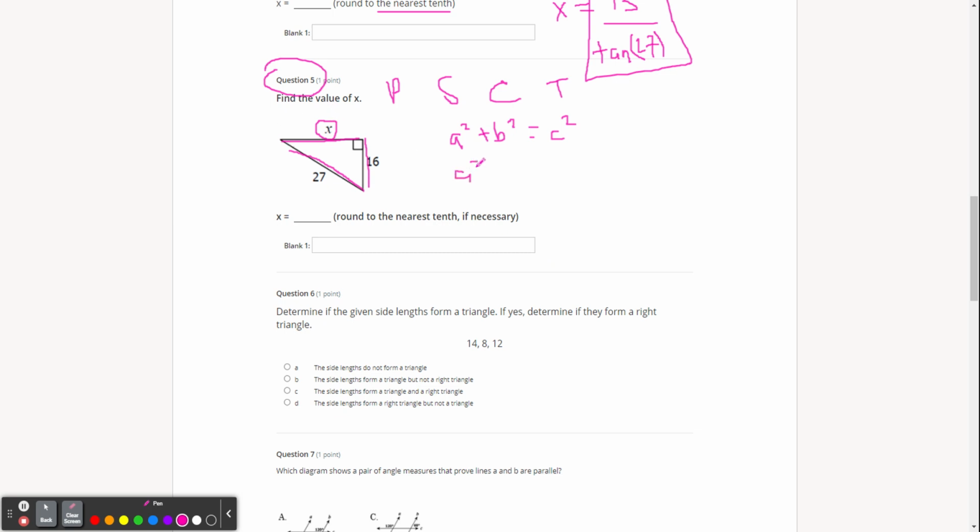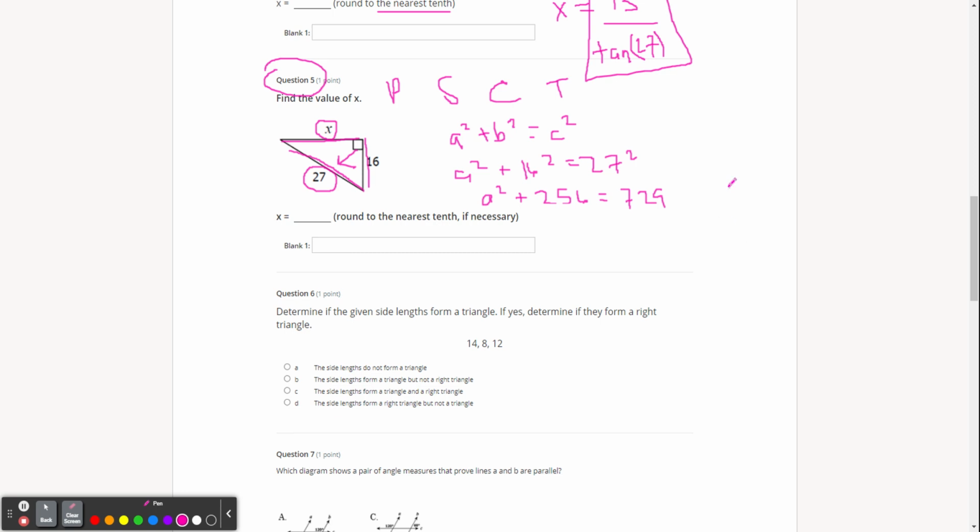Absolutely. So we can do A squared, that's what I'm looking for, plus 16 squared equals 27 squared. Remember that this has to be C. That is the hypotenuse, that is the C, always and forever. So when I do this, what is 16 squared? 256. And what is 27 squared? 729. What do I do now to solve that equation?